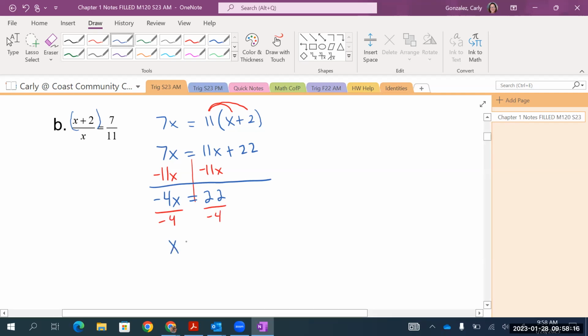And so we get x equals 22 over 4 with a negative. And notice 22/4 can be reduced by 2. So if I divide the top by 2 and the bottom by 2, my final answer will be x equals negative 11 halves. And that's it.